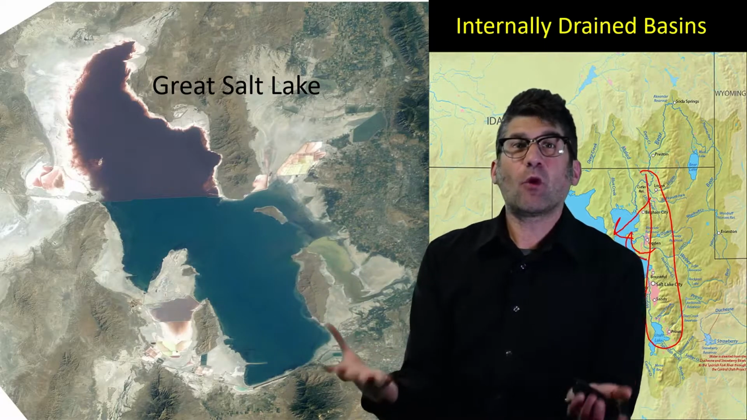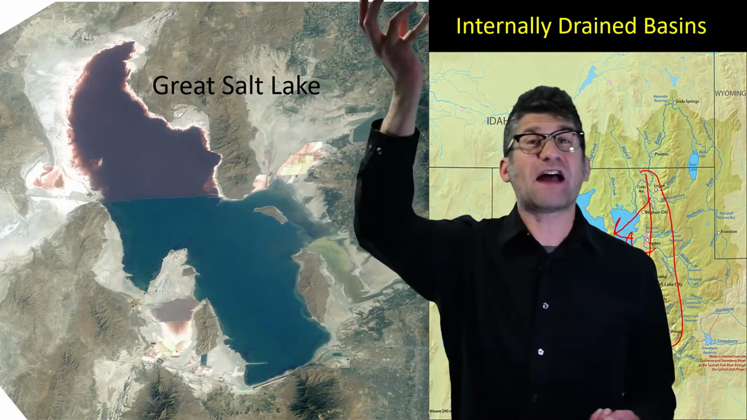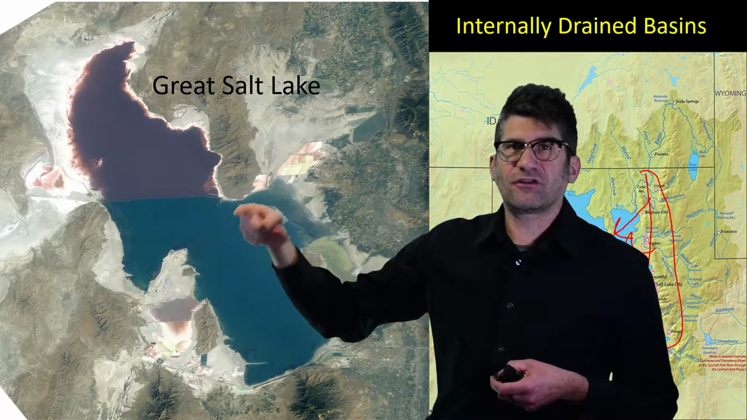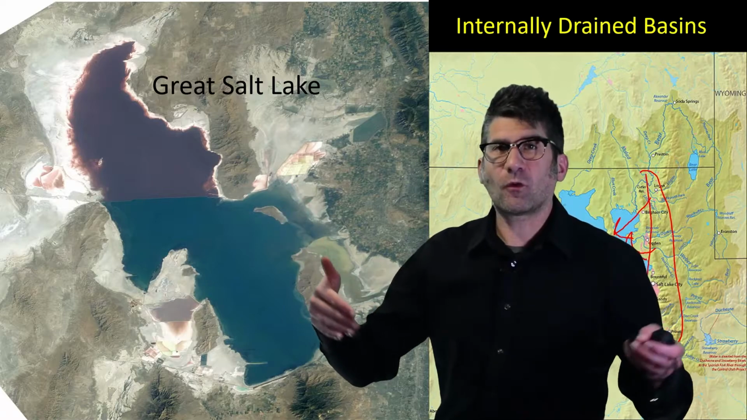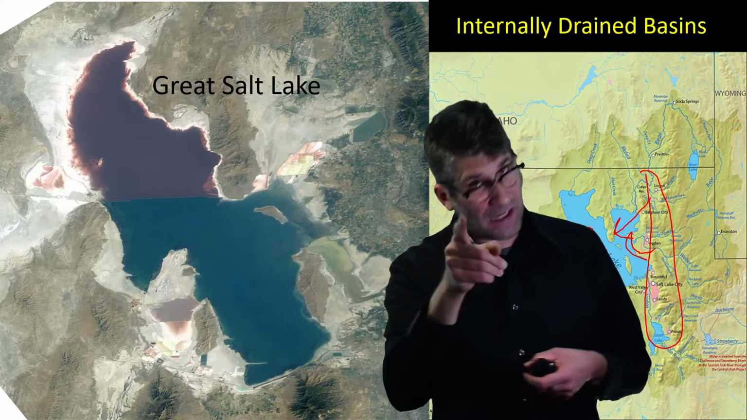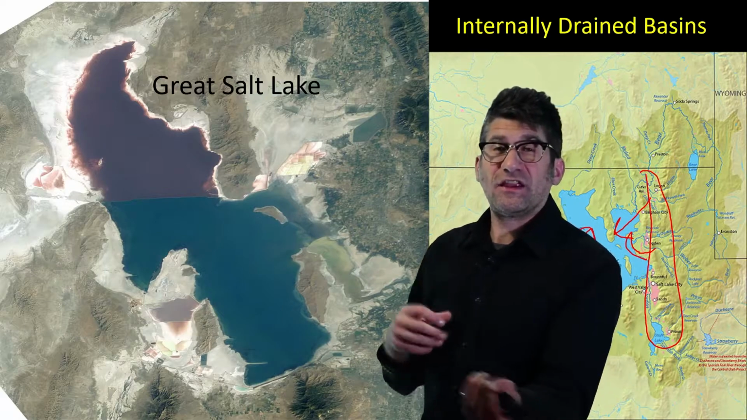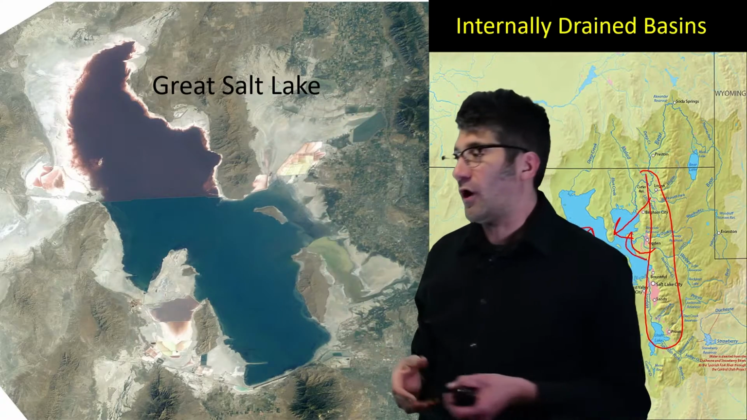So the only way water gets out of the Great Salt Lake is through evaporation, which then will turn the Great Salt Lake saltier and saltier as you deliver more river water that has dissolved ions in it. The dissolved load stays, the water evaporates out, and the water gets saltier.